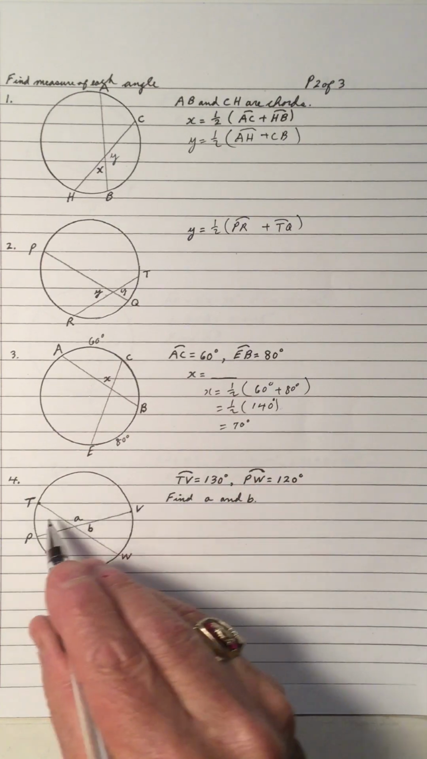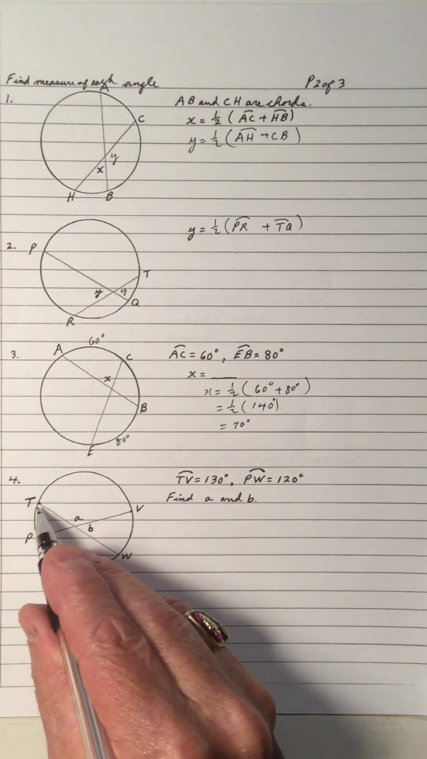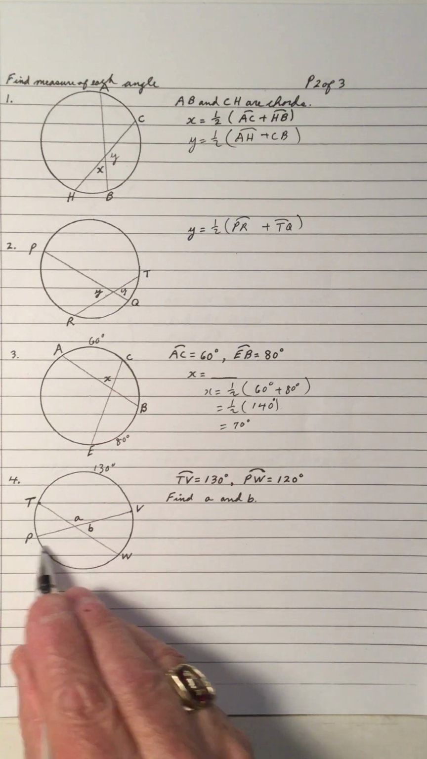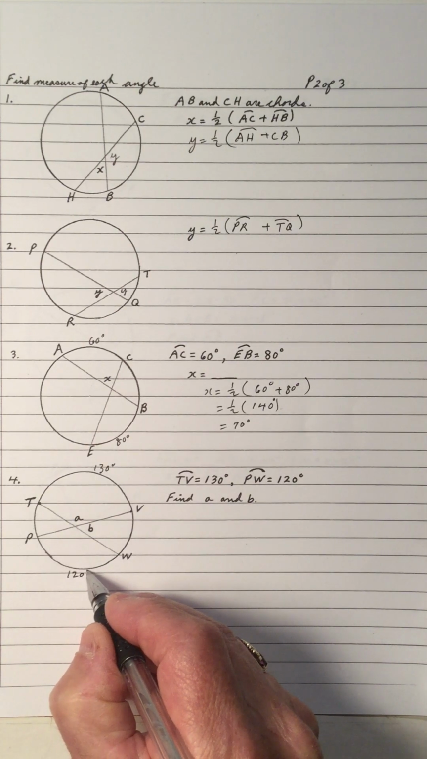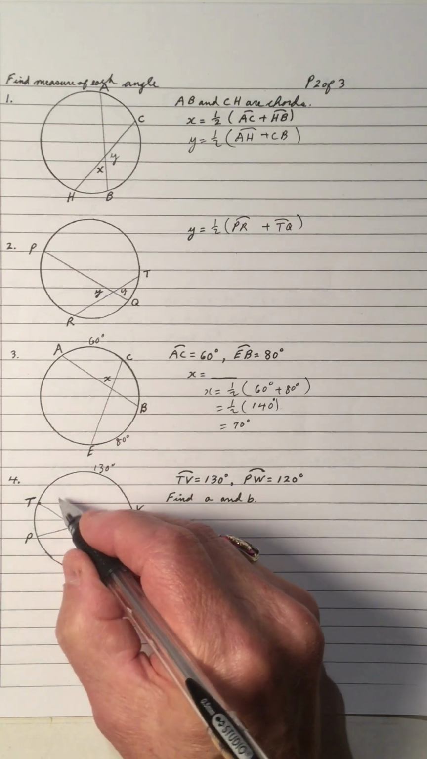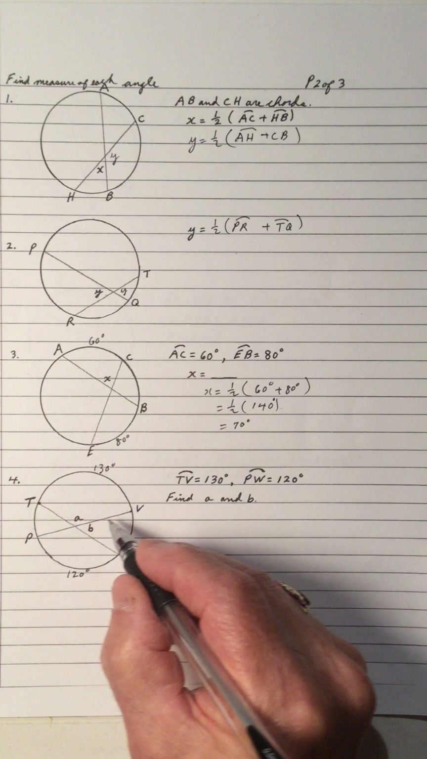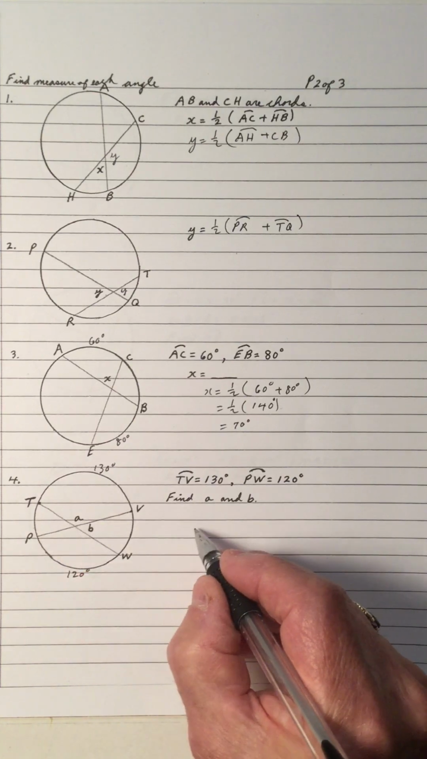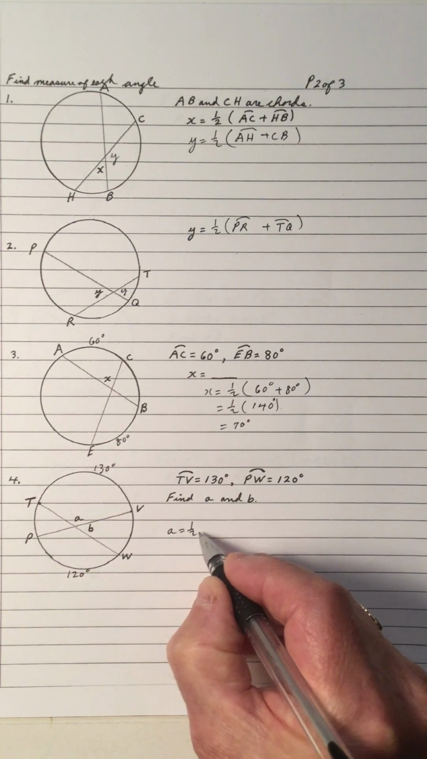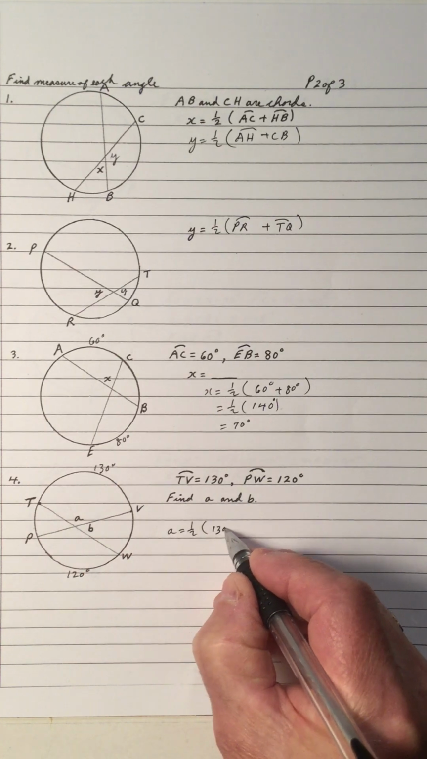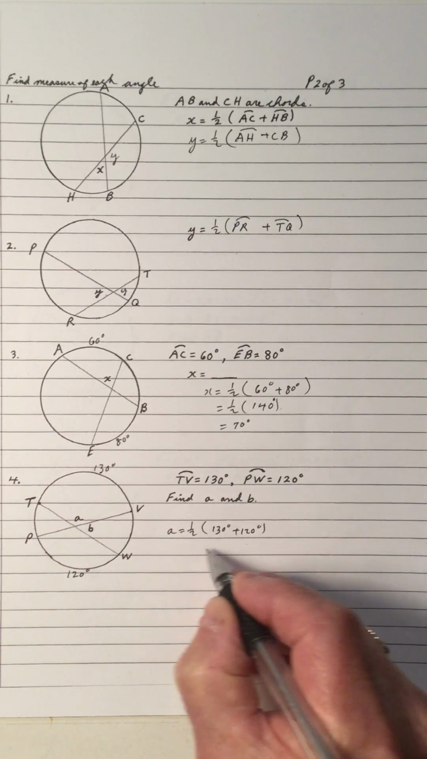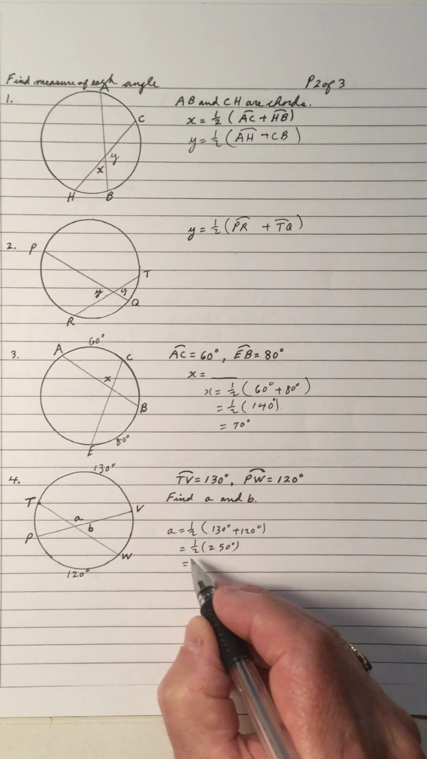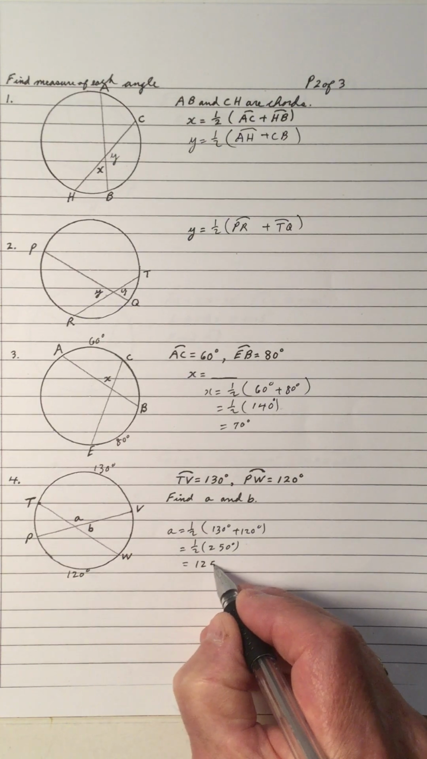Number four, we have TV is 130, so this arc is 130. PW is 120. So we've got to find A and B. So the angle that the two chords are intersecting with these two arcs here, are dealing with angle A. So angle A is a half of the 130 plus the 120. So that's a half of 250 degrees. So A is 125.